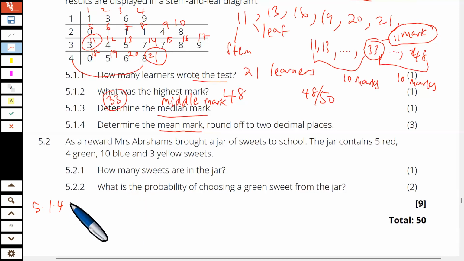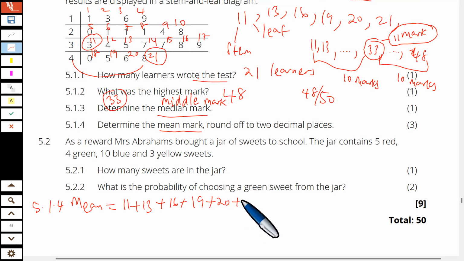The mean, because you're going to be doing it this term. The mean is you add all these numbers in the stem and leaf. So you add 11, then 13, then 16, then 19, then 20, then 21, then 21, then 21, then 24, then 28, and then you add the 48.